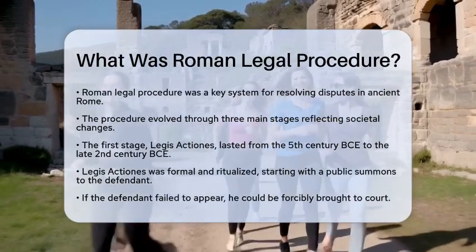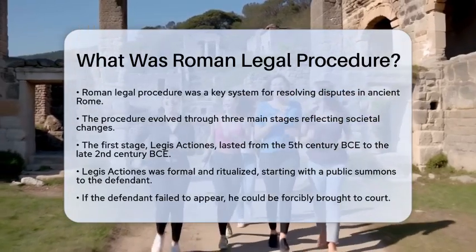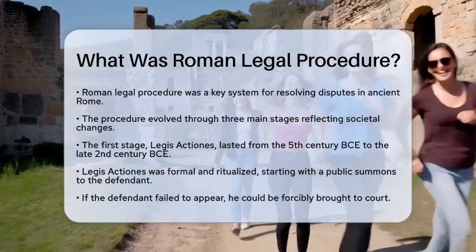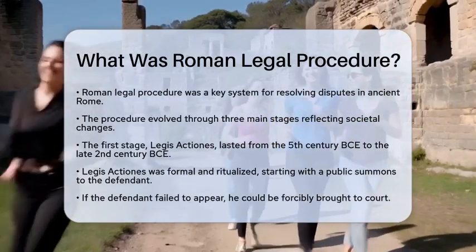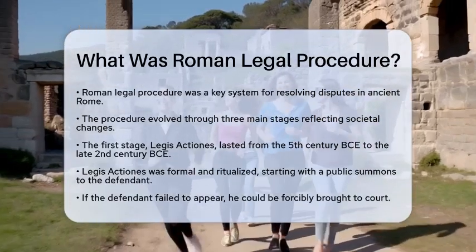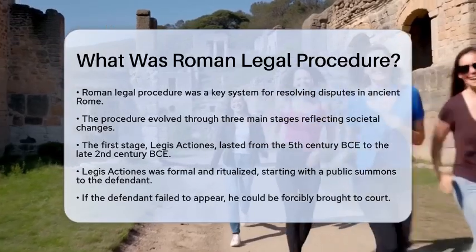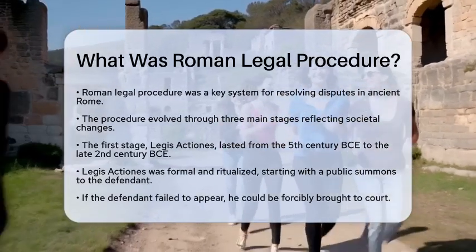The first stage is known as Legis Actiones, which lasted from around the 5th century before the Common Era to the late 2nd century before the Common Era. This was a highly formal and ritualized process. It began with the plaintiff publicly summoning the defendant to court. If the defendant did not show up, he could be forcibly brought to court.